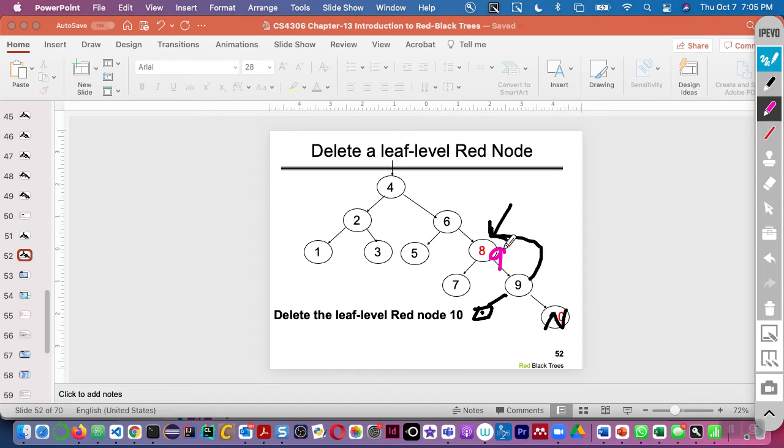So 8 was already red color, right? And 9 was black color. So whatever its color, again let me go first. 9 will come over here, and then later this 9 will be replaced by null, right? So we have 8 replaced by 9.